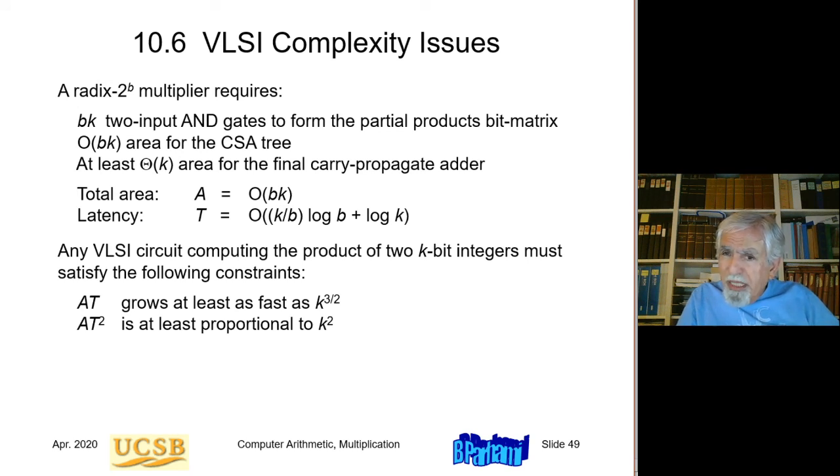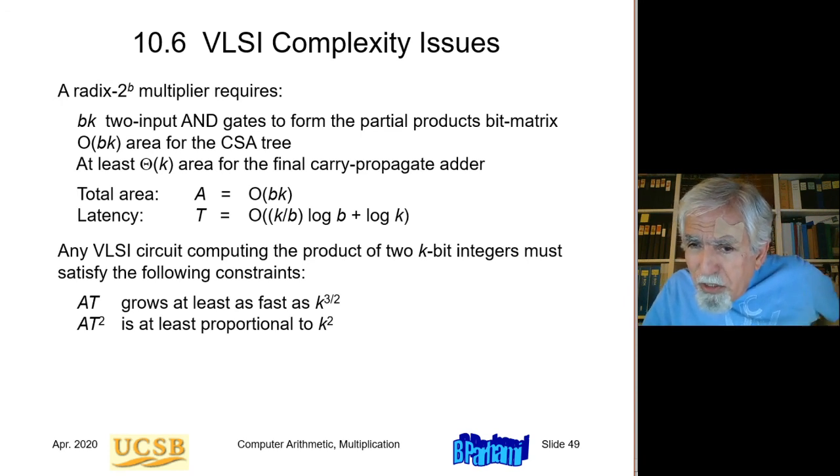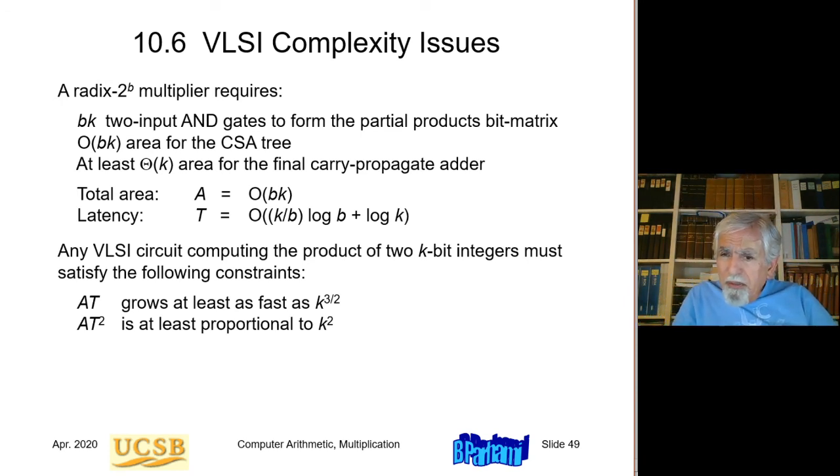So if you double the area and cut the time in half, that may be considered a worthwhile trade-off. Use twice as much hardware to have half as much latency. And then AT squared is another figure of merit. Here basically we are giving time more importance than area. So if you quadruple the area and cut the time in half, that is considered a worthwhile trade-off. Time latency is more important.